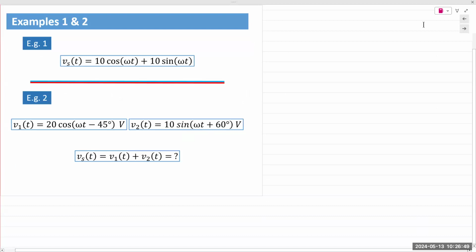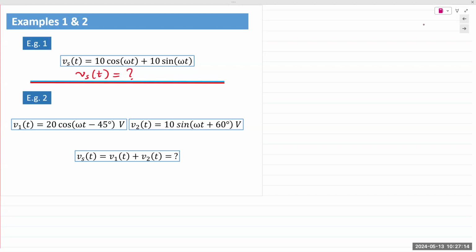Let's look at the problem statement. It says Vs of t is given as the sum of 2 sinusoidal waveforms, 10 cos omega t plus 10 sine omega t. The question is not stated, but I will state it now. What is the value of Vs of t? That is the question.